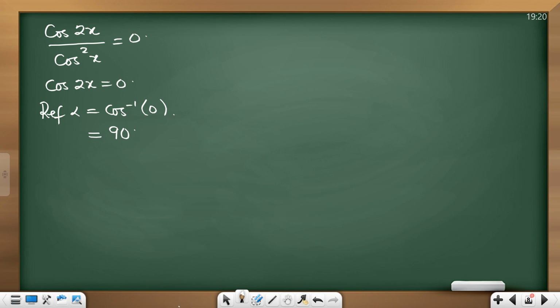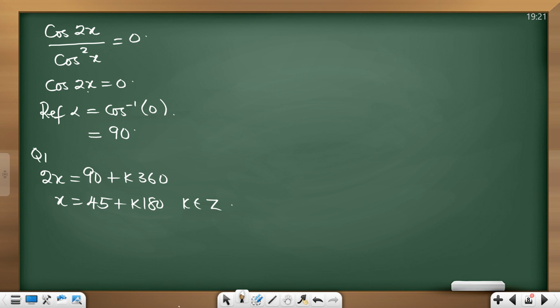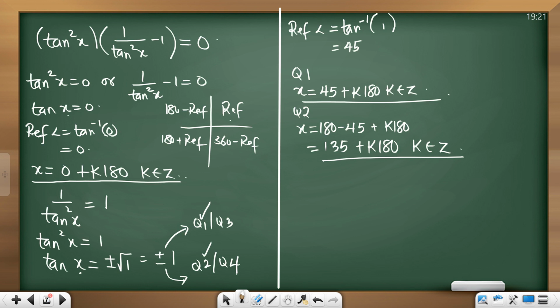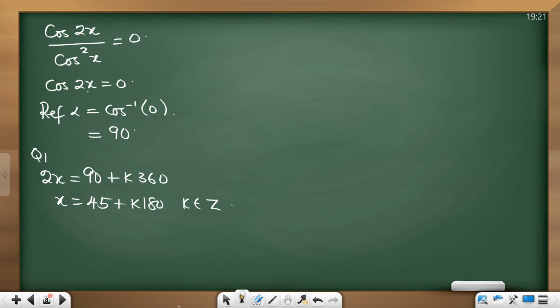1 and 4. In Q1, guys, we are now solving for what? We're no longer solving for x. We're solving for 2x. What are we going to have? In Q1, it is just equal to that angle, which is 90, plus k times 360. Can we divide? What are we going to get? 45 plus k times 180, k being an element of integers. Do we have this solution? Let's check. 45 plus k times 180. Do we have it? There we go. It's right there. Sweet. Next one.